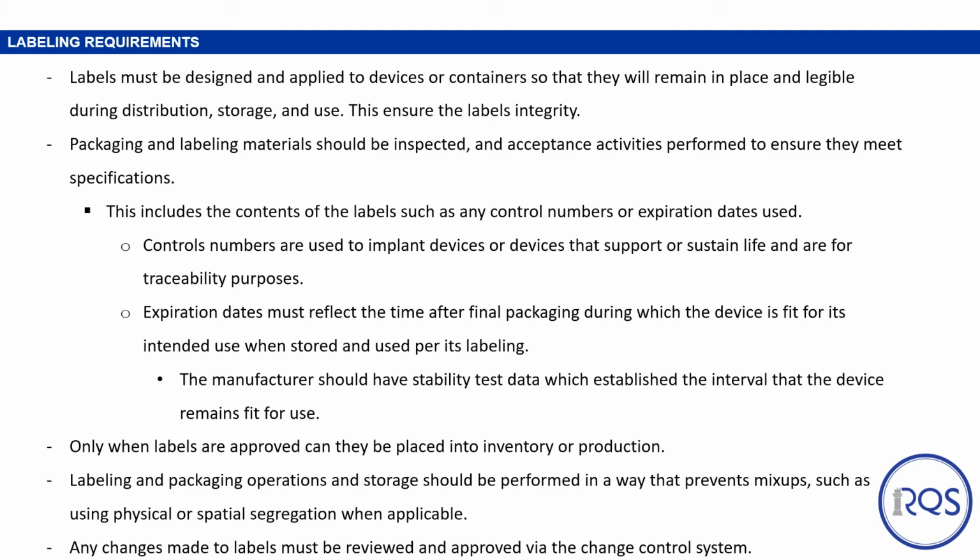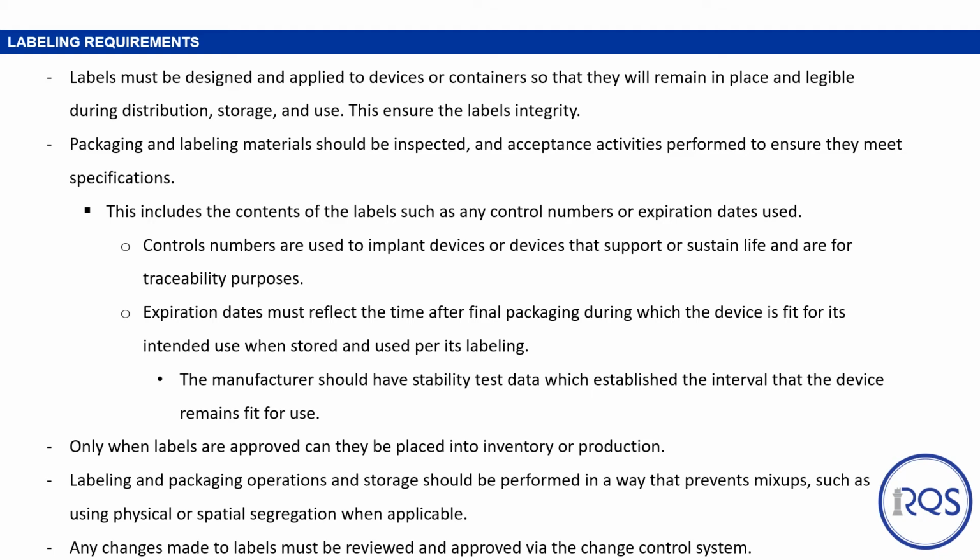Control numbers are used for implant devices or devices that are used to support or sustain life and are used for traceability purposes. If used, expiration dates must reflect the time after final packaging during which the device is fit for its intended use when stored and used per its labeling. The manufacturer should have stability test data that establishes the intervals for which the device remains fit for use.